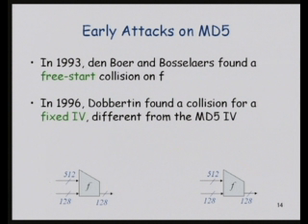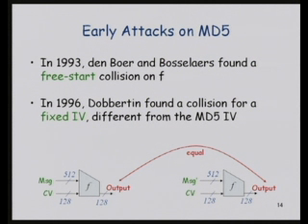A few years later, Hans Dobertin found a collision for a fixed IV, a fixed chaining value. So here CV is the same as CV. Message blocks are different, as they must be, and there's a collision. However, the chaining value he used, which although it was fixed, was not the MD5 IV. So once again, he had collisions for a different IV other than the one specified by MD5. Getting close to a collision, but no success yet.